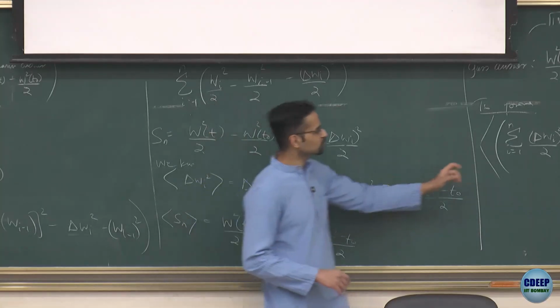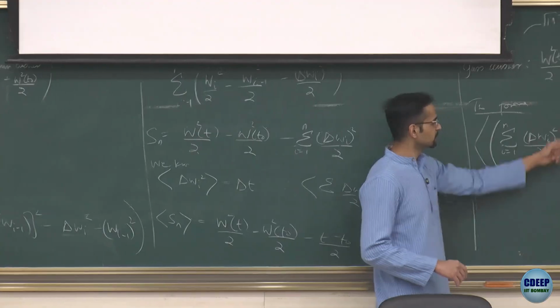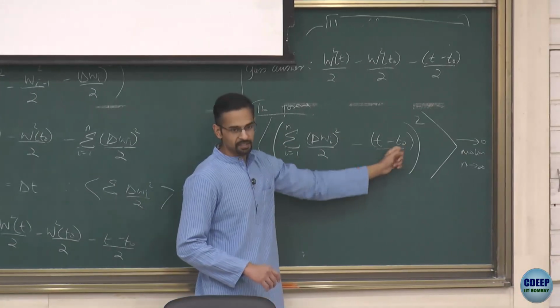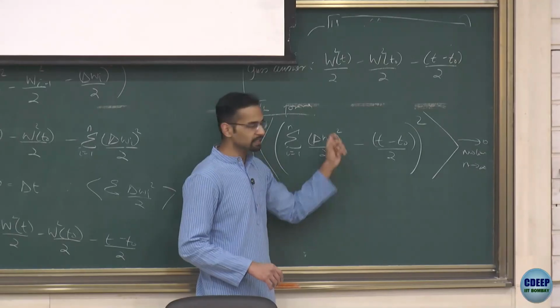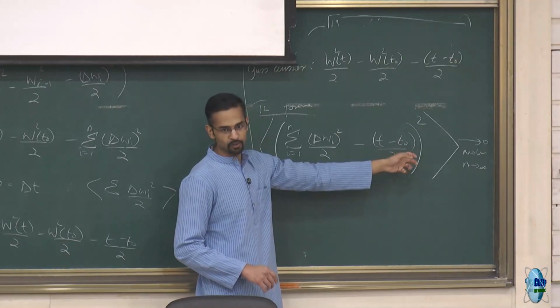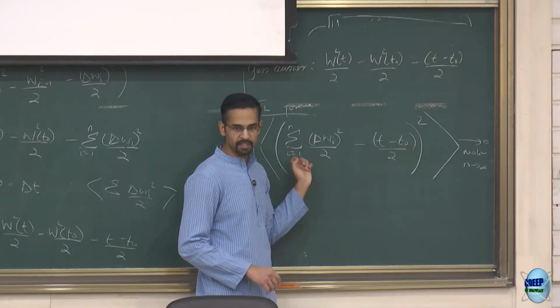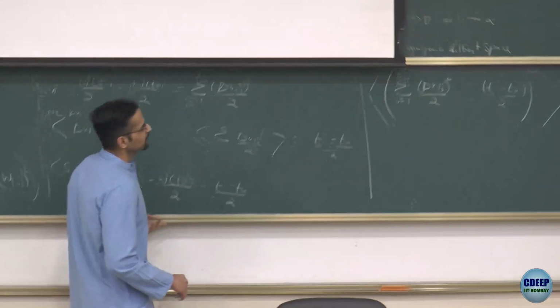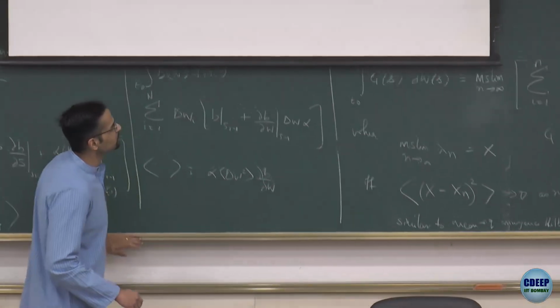For that, I need to show that the errors between this partial sum of the Wiener increment squared and t minus t naught by 2 go to 0, in the sense that the variance goes to 0 as n goes to infinity. This is the idea. So let's do that now. I'll go to the other board.